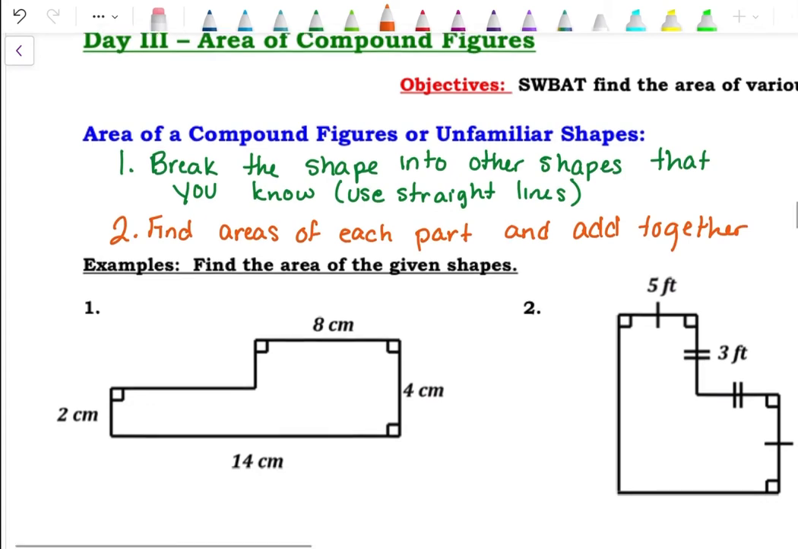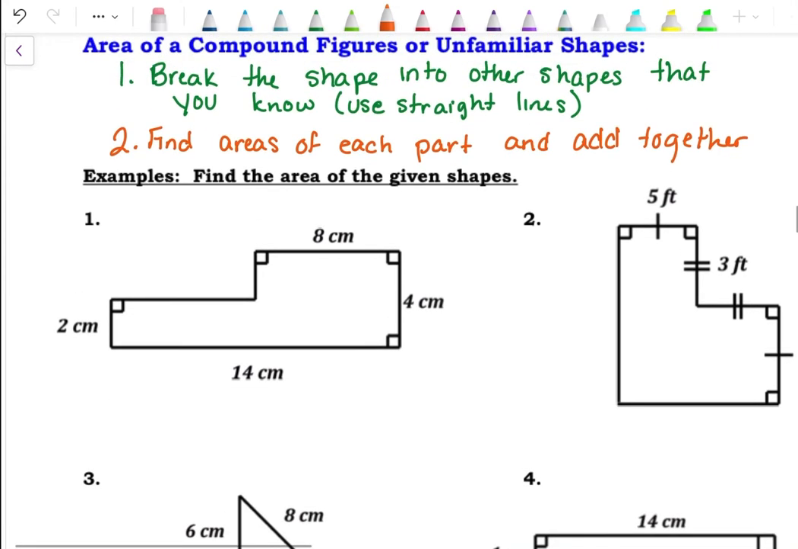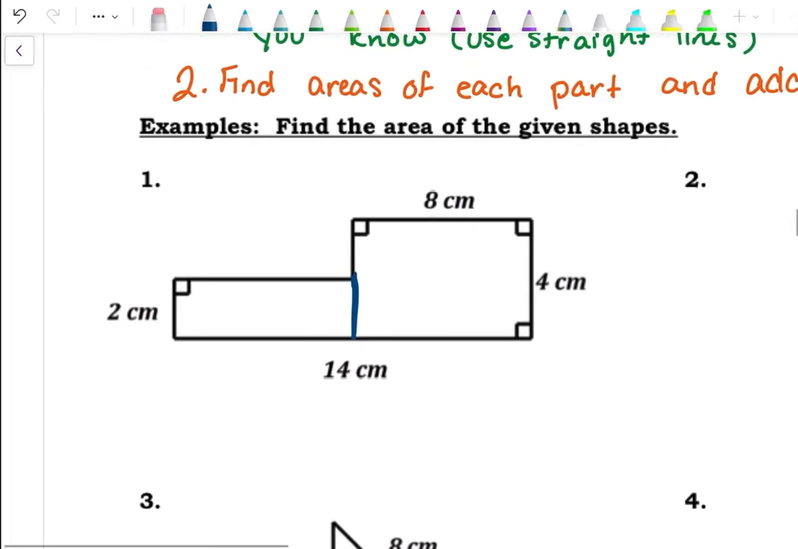For example, number 1, I'm going to split this weird looking shape into 2 rectangles. To do that, all I need to do is draw in a line right here. And now all of a sudden I have 2 rectangles. I have one on the left, which we will call the red rectangle, and I have one on the right, which I will call the purple rectangle. So now all I need to do is find the areas of each one.